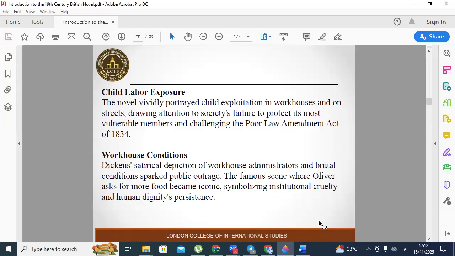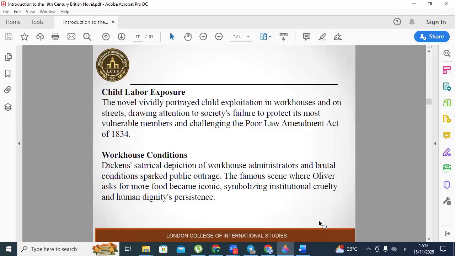The scene works so brilliantly because of what it implies. Children are so hungry they draw lots to see who will risk asking for more, meaning they're being systematically starved. When Oliver makes this simple, reasonable request, more food for a hungry child, he's treated as a criminal. The beadle is outraged. The board is scandalized. Oliver is locked up as dangerous.